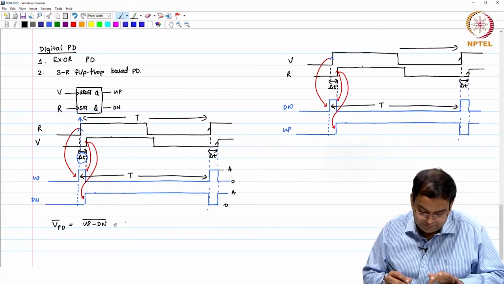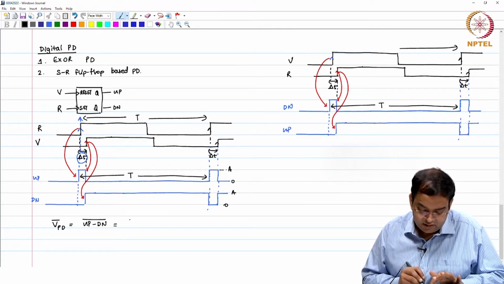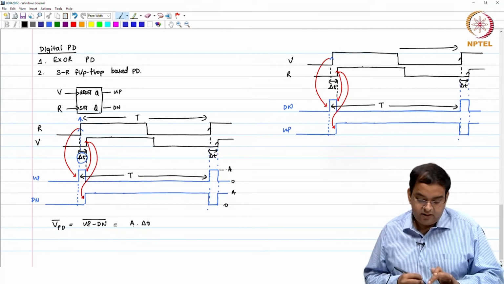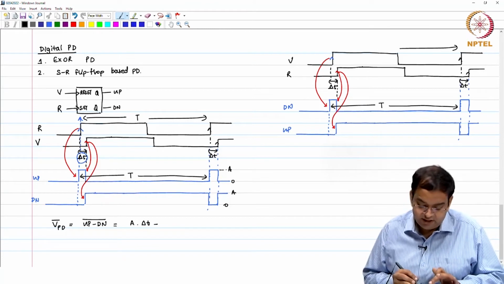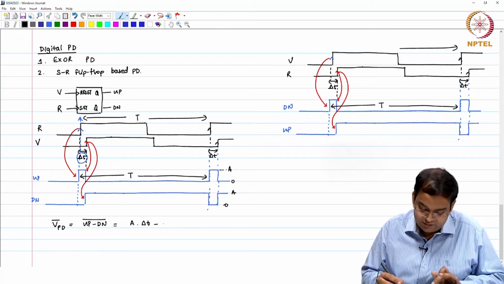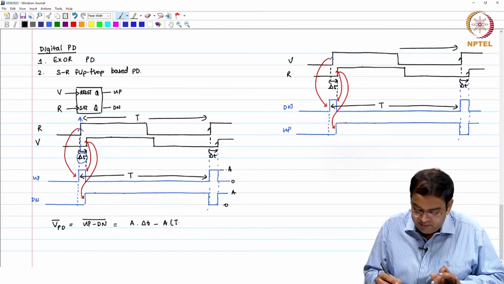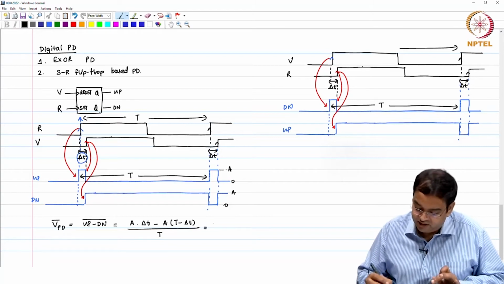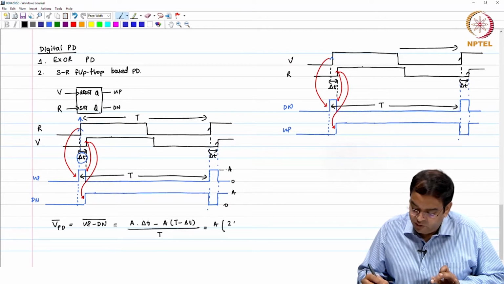So, I know for this delta t timing error the up signal is positive, which gives A times delta t, and the down signal is 0 otherwise, and the down signal is going to be positive for T minus delta t, this whole divided by T. So, what you see here is that this is going to be A times (2 delta t by T minus 1).